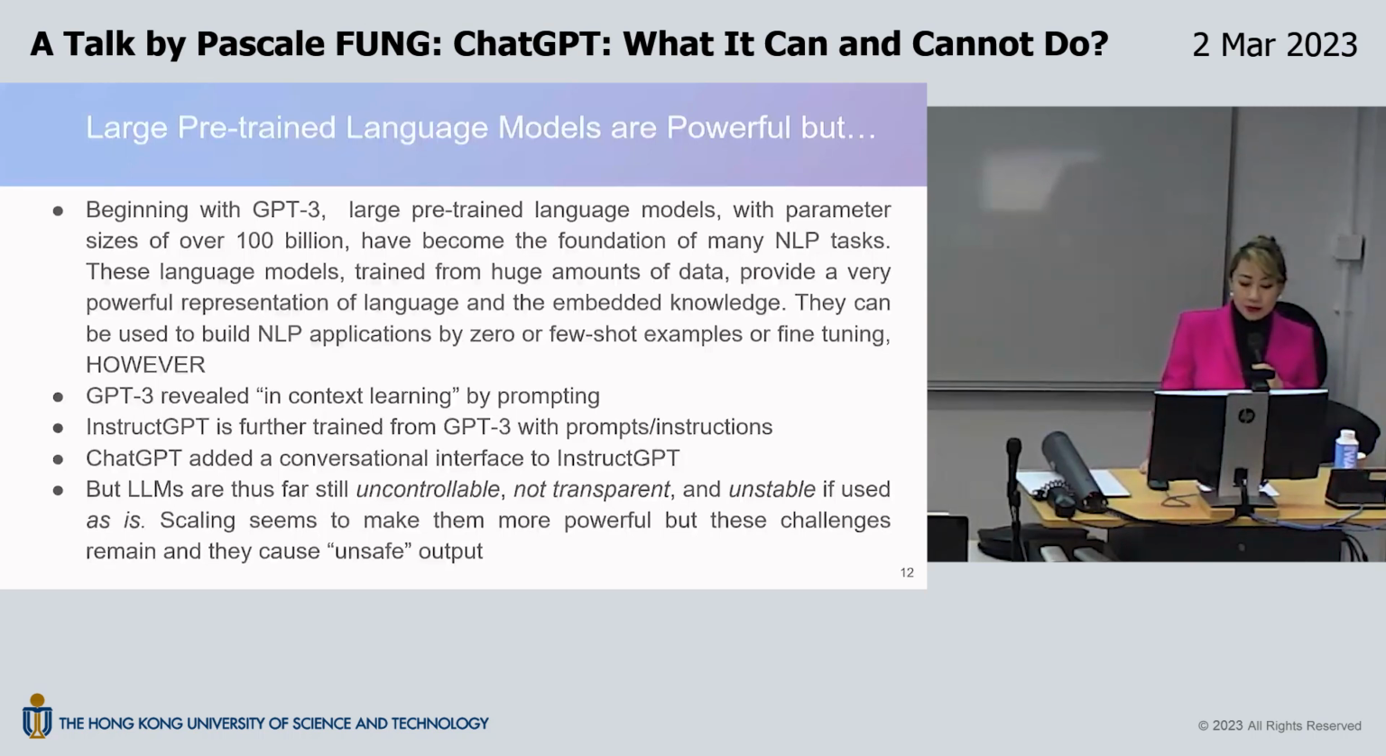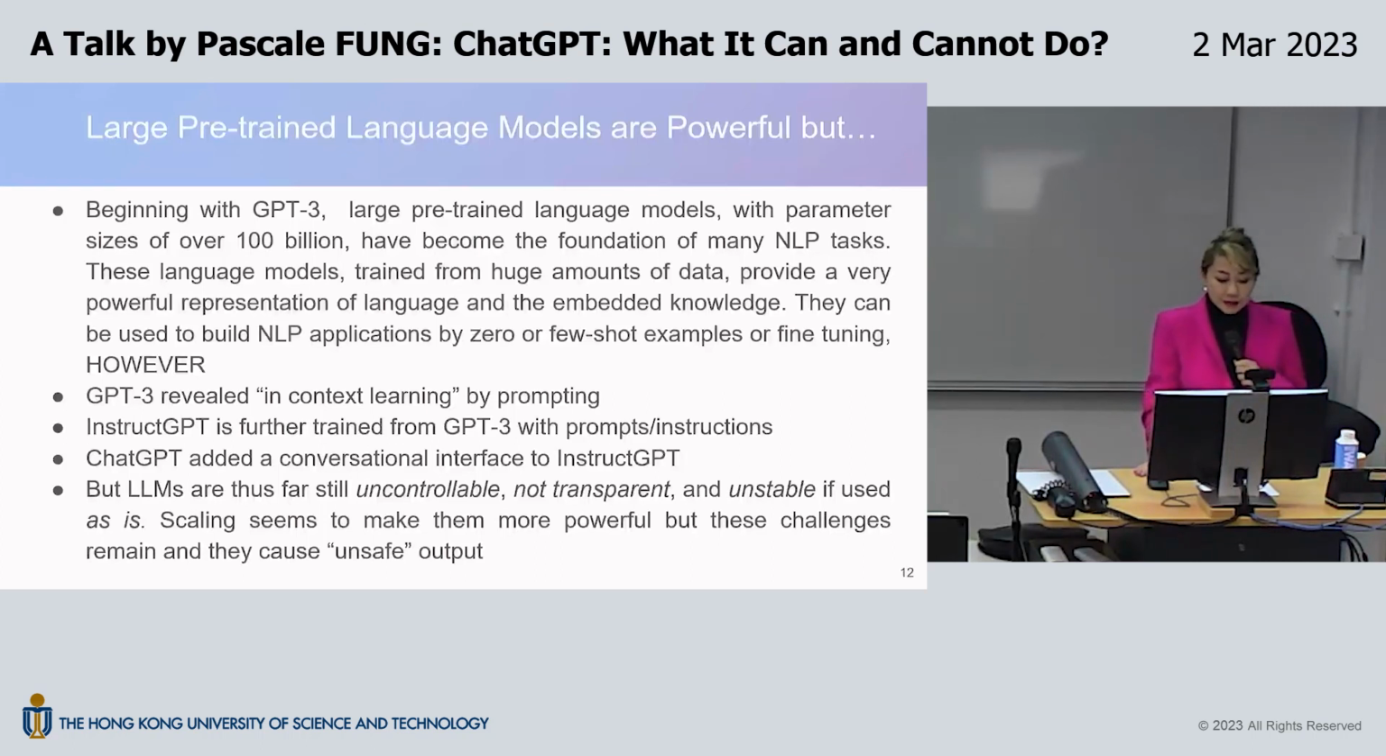They can be used to build NLP applications for what we call zero-shot examples. Zero-shot means you just give it a prompt and it does it. So there is no training. Few-shot means you give it a prompt and you give it an input-output as an example. Maybe you give it 2, 3 examples, a few examples, and it will perform the task you want. Okay? And GPT-3 also revealed what's called in-context learning. So few-shot and zero-shot learning are called in-context learning by prompting.